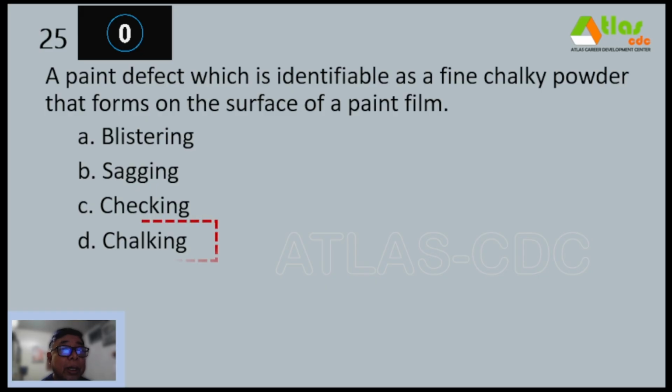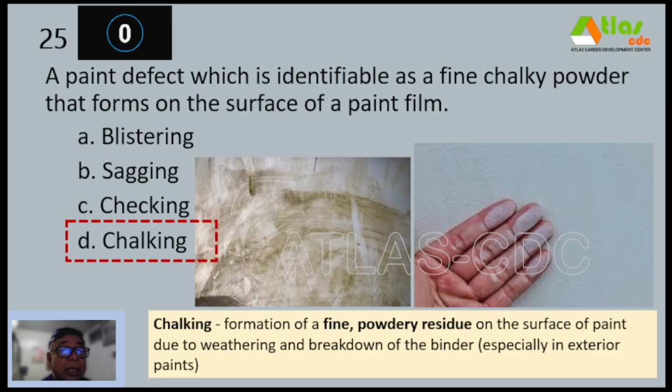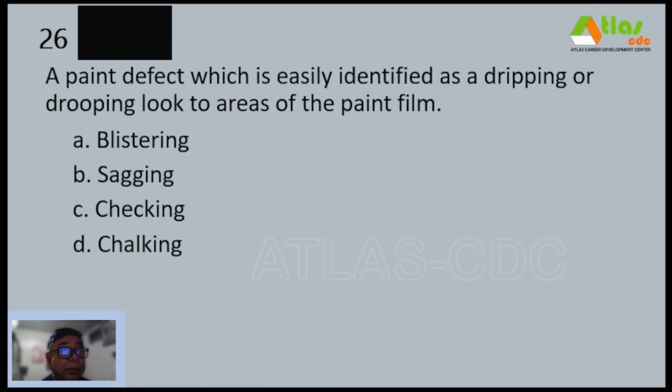And our correct answer is letter D, choking. So choking is a formation of a fine, powdery residue on the surface of a paint due to weathering and breakdown of the binder, especially in exterior paints.